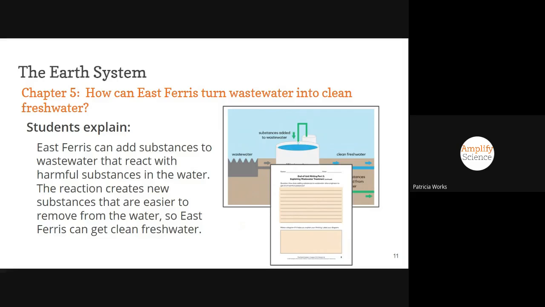Then they write a scientific explanation to answer the Chapter 5 question and engage in a town hall meeting discourse routine to discuss the causes of the East Ferris water shortage and possible solutions. At the end of Chapter 5, students are able to explain that East Ferris can add substances to wastewater that react with the harmful substances in the water. The reaction creates new substances that are easier to remove from the water, so East Ferris can get clean, fresh water.